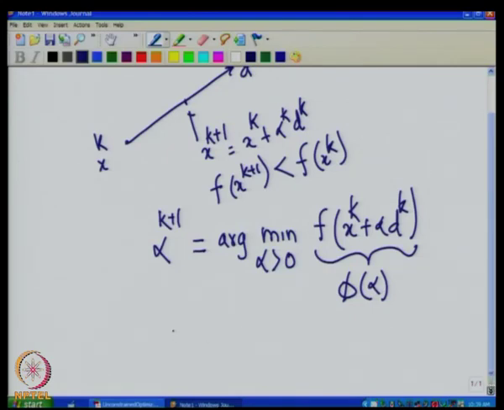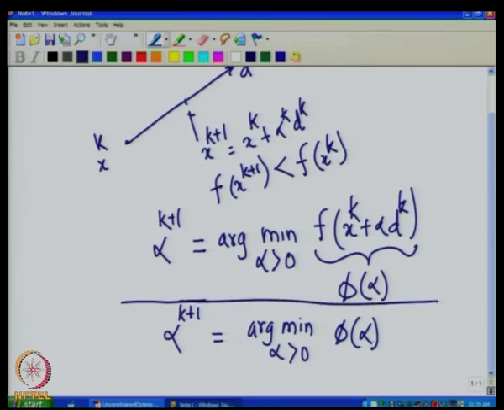So, we can simply write alpha k plus 1 is equal to argmin over alpha greater than 0 of phi alpha, by defining phi alpha to be f of x k plus alpha dk. So, alpha is a scalar because it is a step length. So, this is a one dimensional optimization problem. Whenever we are given x k and dk, we have to solve a one dimensional optimization problem to get alpha k.